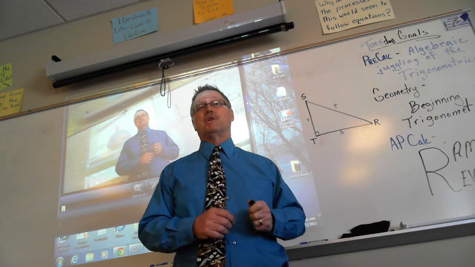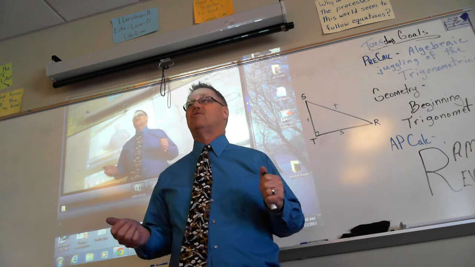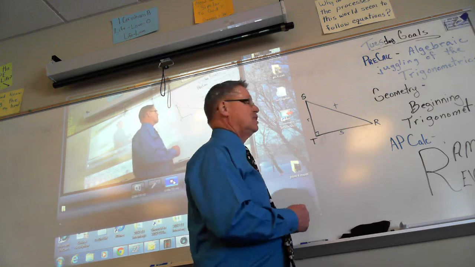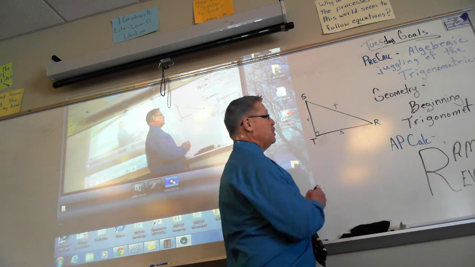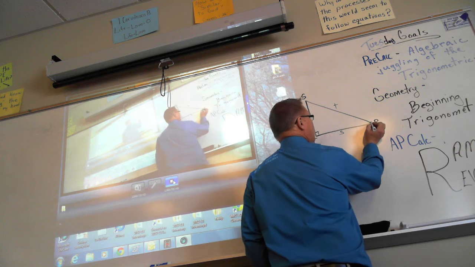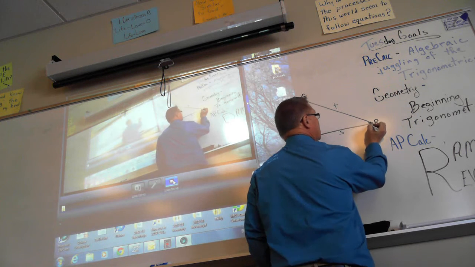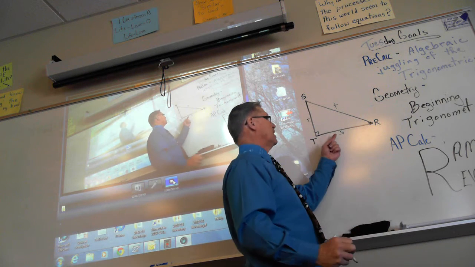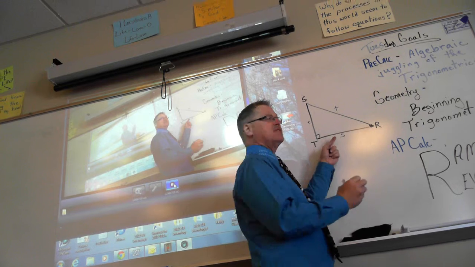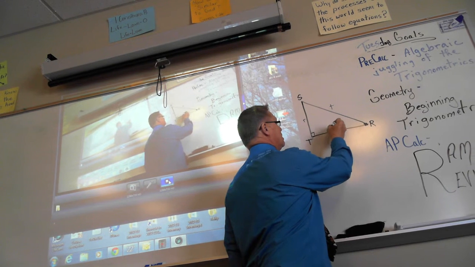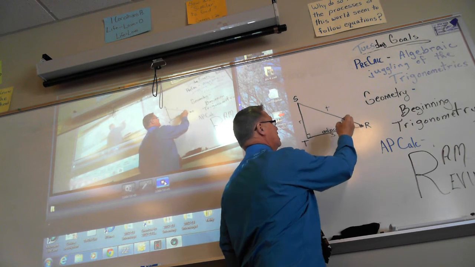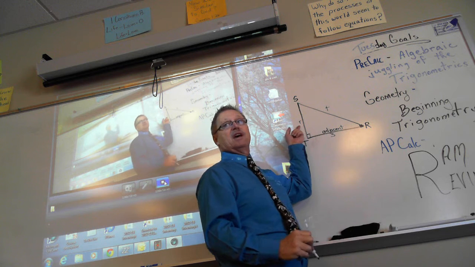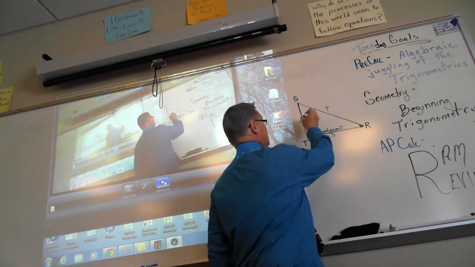So in trigonometry, the two legs have different names depending on what angle you're dealing with. So if you are standing over here by R, then this leg is called the adjacent, which means right by you. The adjacent leg. And the other leg way on the other side, the far side, is called the opposite leg.